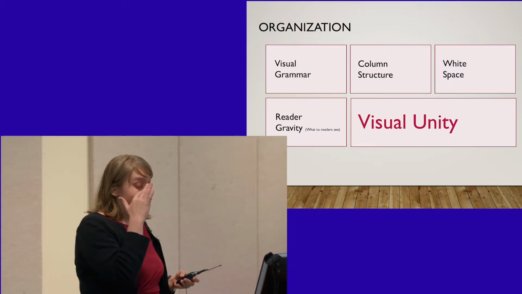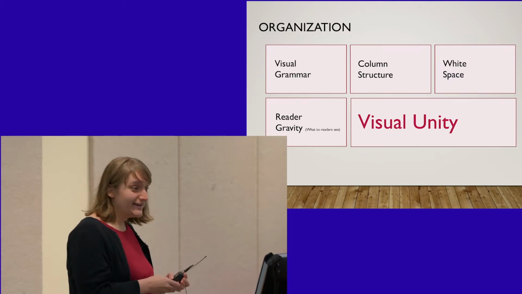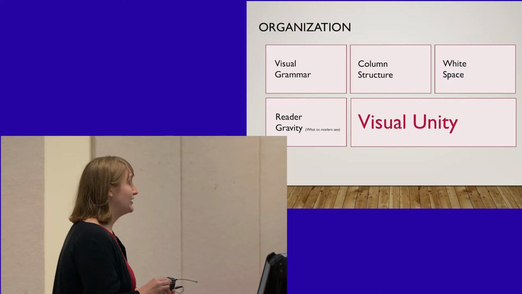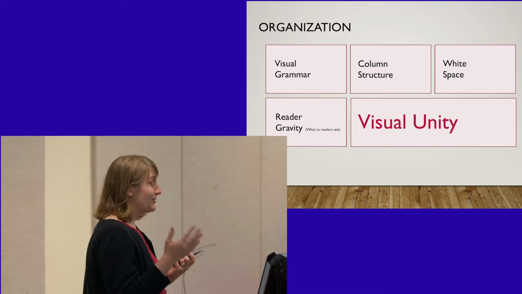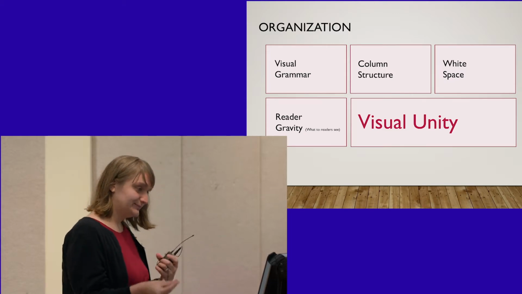So visual grammar is how you communicate with images. Just as you would communicate with text, it's the same kind of thing. How are you telling your story with images? So think about that. How can I translate this text into an image?